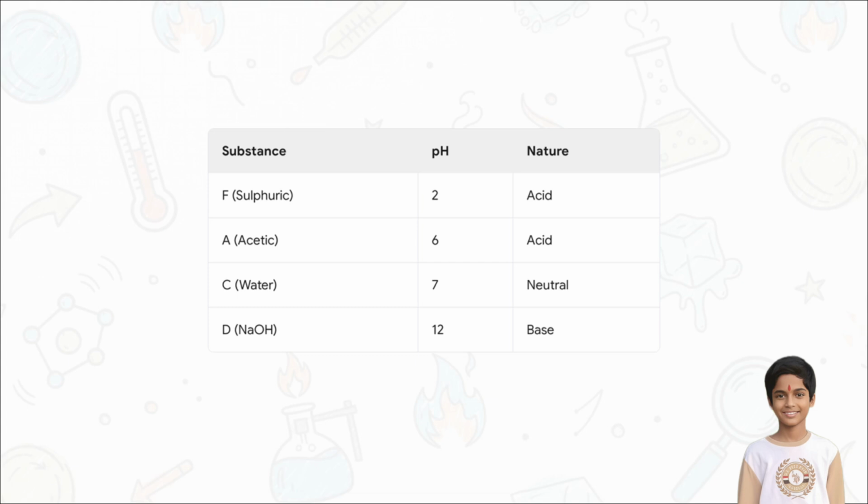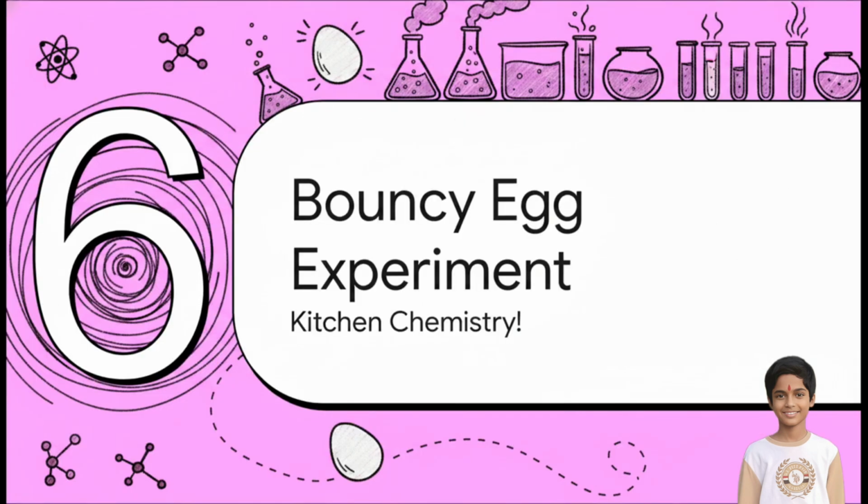And what about substance B, common salt, or substance C, which is water? Well, they are perfectly neutral. They have a pH of exactly 7 and will have absolutely zero effect on your litmus paper. If you can just picture this table in your head, you are going to sort those chemicals effortlessly during the exam. And finally, Section 6, the bouncy egg experiment.